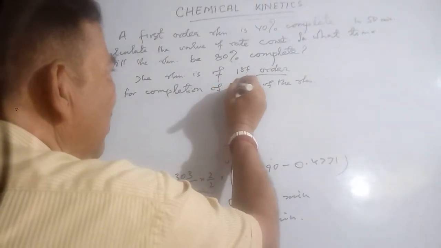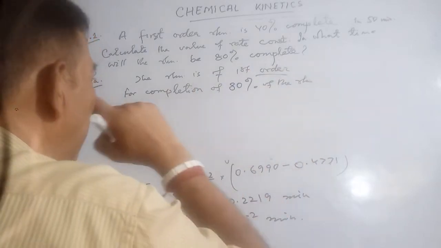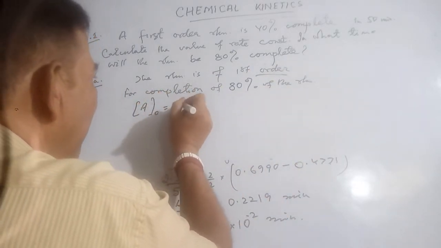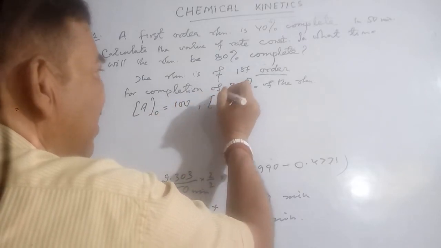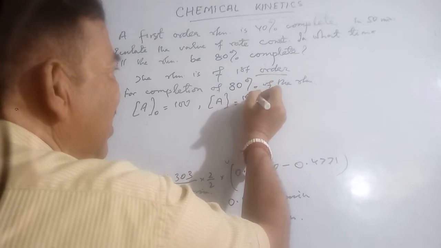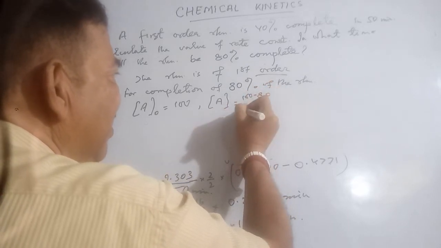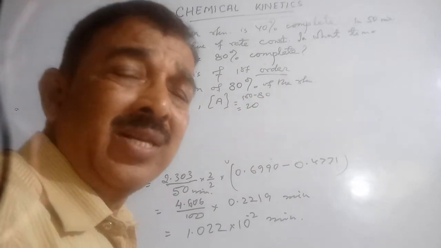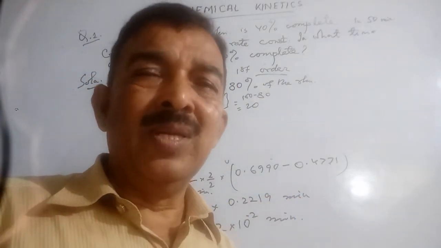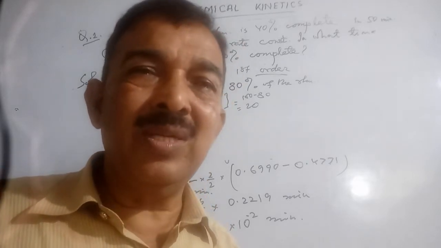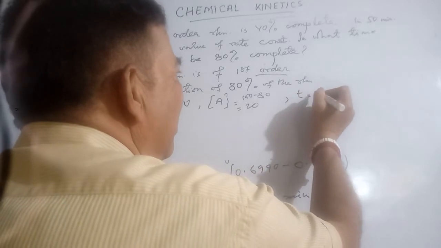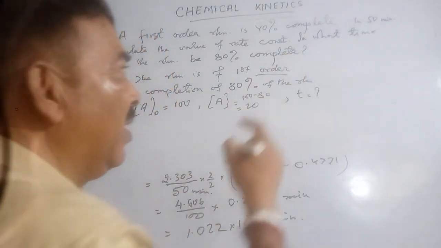For completion of 80% of the reaction, let the initial molar concentration be 100. Then the molar concentration of A will be equal to what? 100 minus 80, that equals 20. Why? Because 80% of the reactants have been consumed. Now how much is left? 20% is left. Now T is to be calculated.